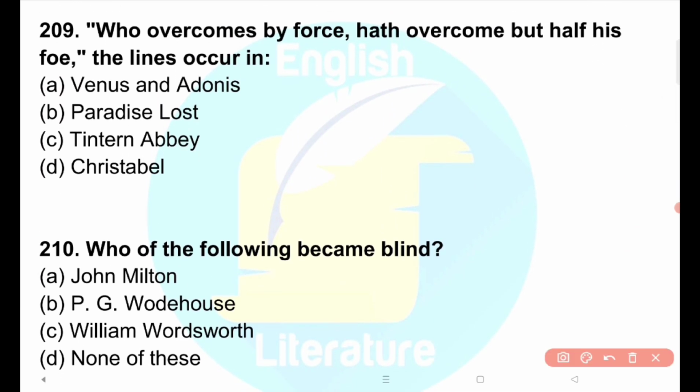Who overcomes by force hath overcome but half his foe. In which work do the lines occur? Option B, Paradise Lost. These lines appear in Paradise Lost, 1667, Book 6.